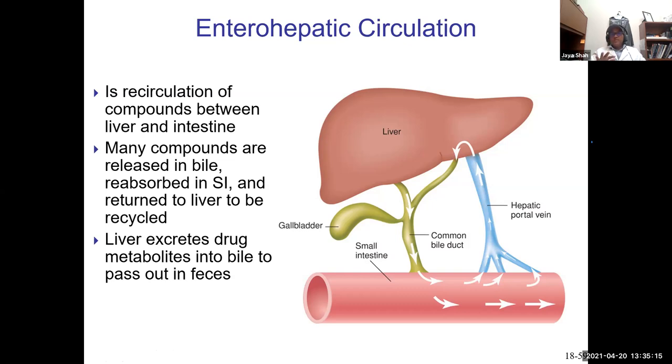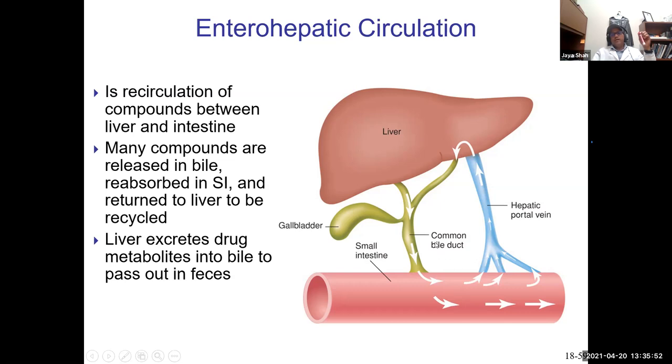What does the liver do? First, let's talk about the liver. The liver gets venous blood from your intestine, which is rich in nutrients and electrolytes. And the liver also gets oxygen-rich arterial blood from the abdominal aorta. So both the portal vein and hepatic artery enter the liver.